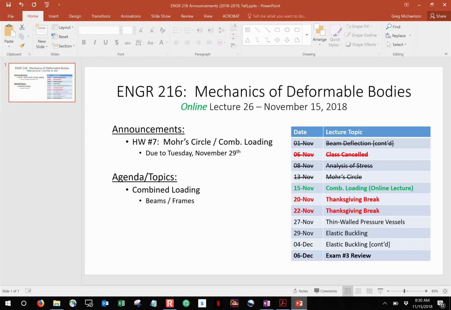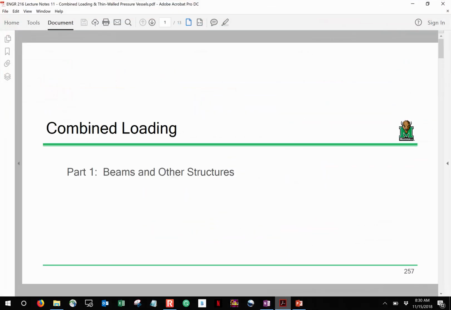So what I'm going to do today in this video is go through some combined loading scenarios that take what we've learned in previous lectures with axial loads and torsion and bending, and then combine that with our stress analysis concept to create a complete picture, tying those concepts together. So with that, let me go ahead and just jump right into it.